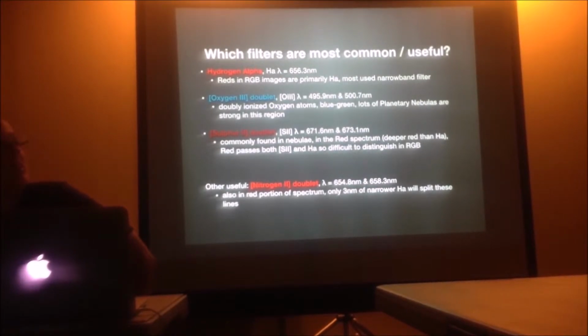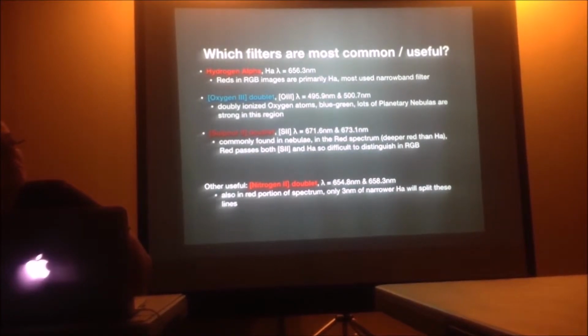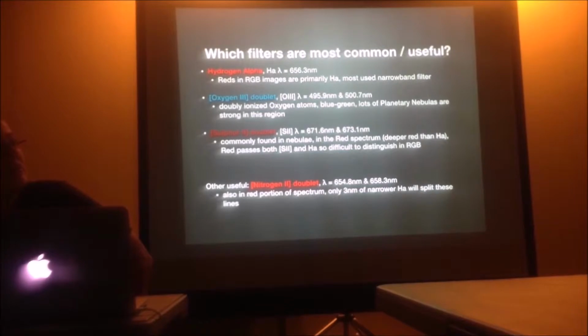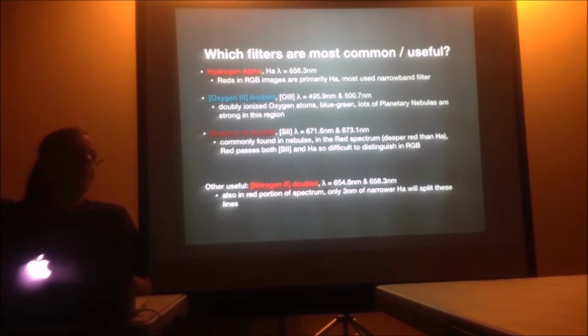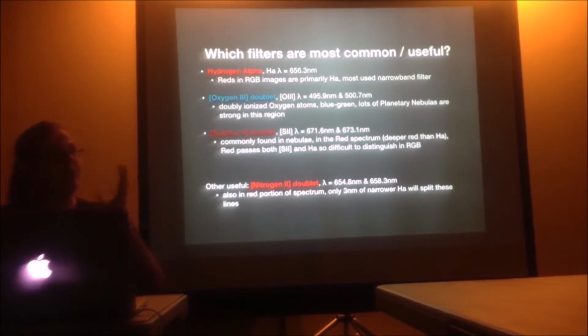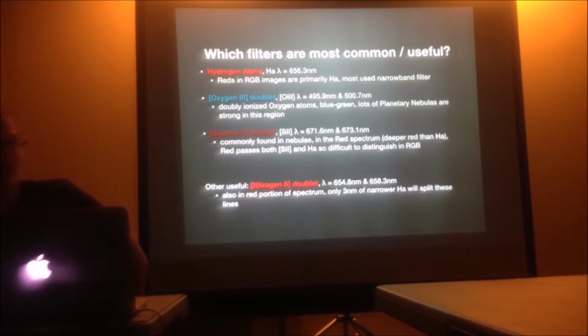I was confused about my question, and maybe there's something fundamental I don't understand. He's talking about 3 nanometers. Hydrogen alpha is 656 nanometers, and you're talking about 3 nanometers of deviation centered on the 656, so it'll be 1.5 on each side. The 3 is the total width that the filter passes, centered on this point. So on hydrogen alpha, it's centered on this.